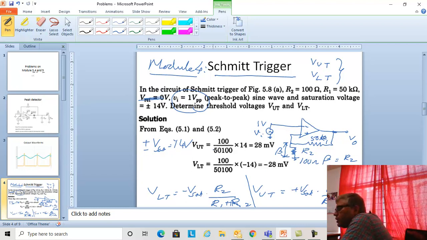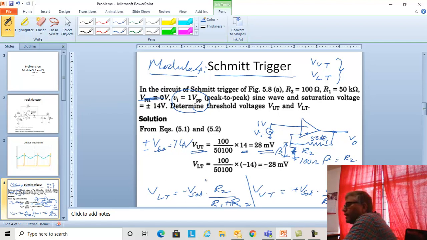So what you basically do is, VUT is plus Vsat, that is 14 volts, into R2. R2 is 100, divided by R1 plus R2, that is 50,100. So we will get 28 millivolts. That's your VUT. And VLT is again R2 by R1 plus R2 into minus Vsat, so it will be minus 28 millivolts.